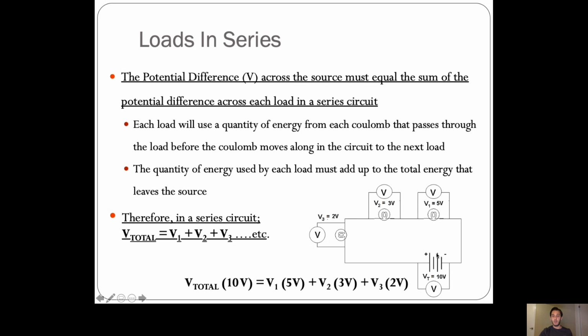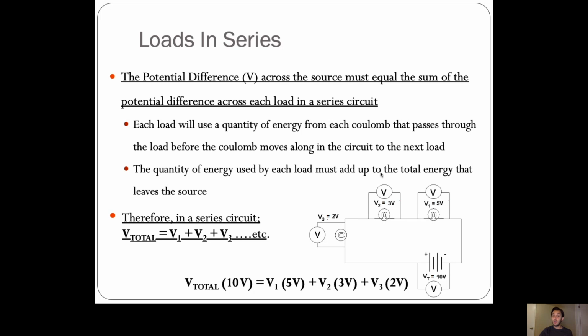There we go. If we look at this diagram right here, here is our cell, that's our source. And the source is providing a potential difference of 10 volts, okay? So electric charge leaves the negative end and it ends up at our first load, this first light bulb. And the potential difference drop along that first load is 5 volts. In other words, we're going to use 5 volts of energy, okay? We're going to use that quantity of energy to light that light bulb.